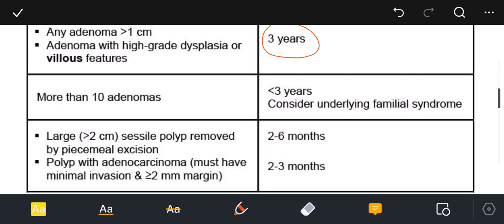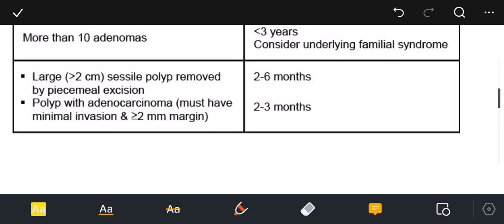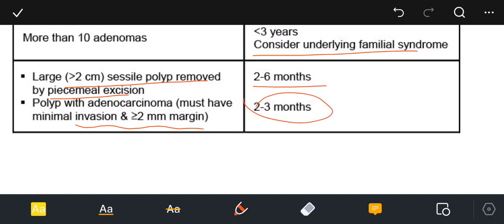Then more than 10 adenomas, less than 3 years, considered underlying familial syndrome. Larger, more than 2 cm sessile polyps are removed by a piecemeal excision. Polyp with adenocarcinoma must have minimal invasion and a margin greater than or equal to 2 millimeters. So every 2 to 6 months or 2 to 3 months we should repeat the colonoscopy if we have a more than 2 cm sessile polyp that is removed by piecemeal excision.